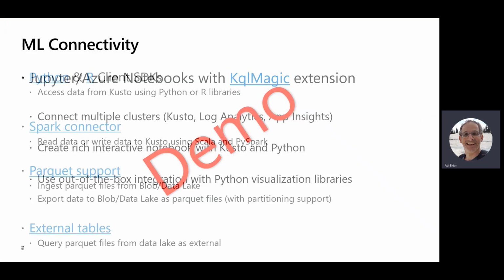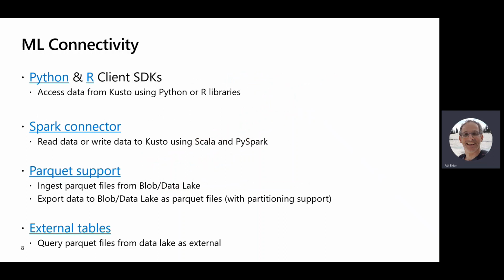Okay, I'm almost done. The last thing I want to talk about is that we also have an SDK for Python and R, and we have a connector to connect to Spark to pass to and from Spark efficiently big amounts of data. We support Parquet, and we support external tables, Parquet files and others, in order to connect to data sets which are not in Kusto.